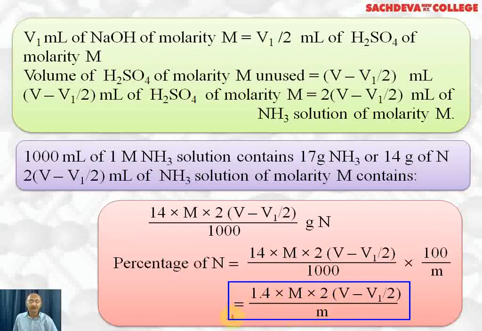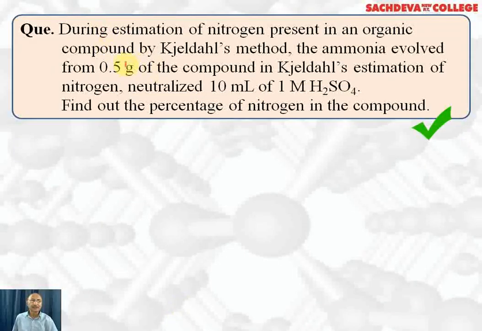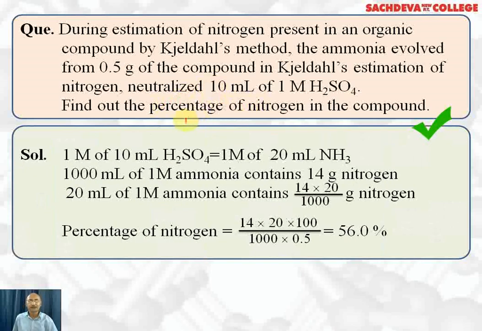Let's take up a numerical based on Kjeldahl's method. During estimation of nitrogen present in an organic compound by Kjeldahl's method, the ammonia evolved from 0.5 gram of compound in Kjeldahl's estimation of nitrogen neutralized 10 ml of 1 molar sulfuric acid. Find out the percentage of nitrogen in the compound.